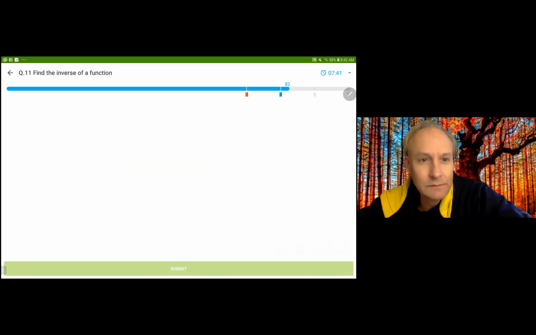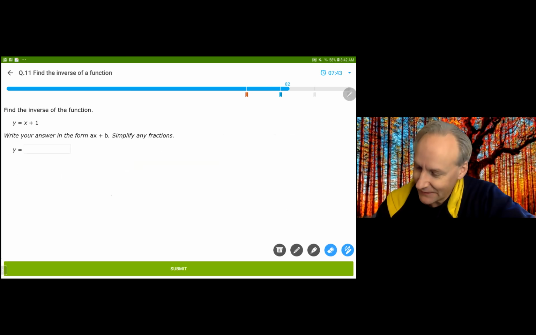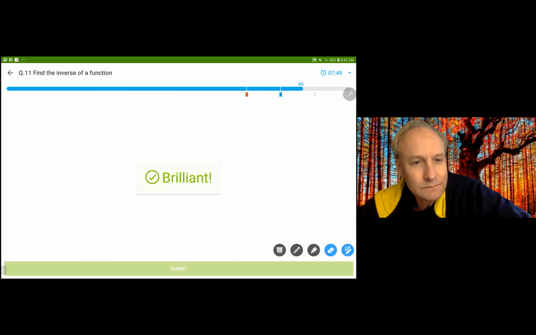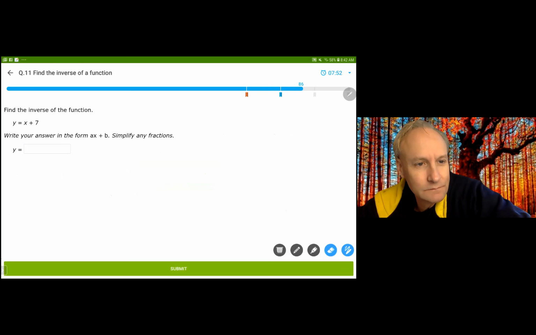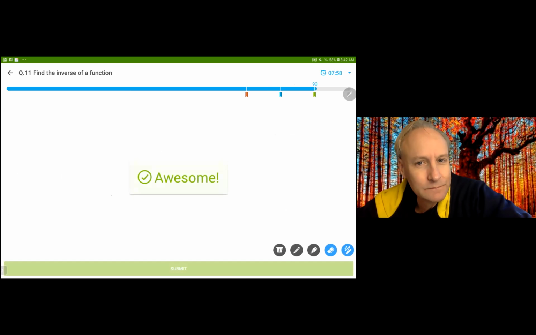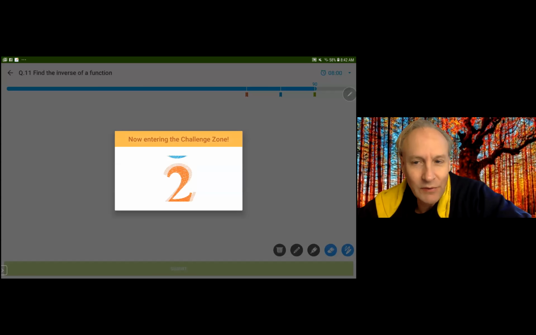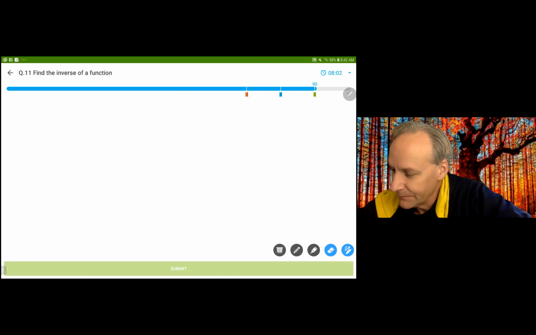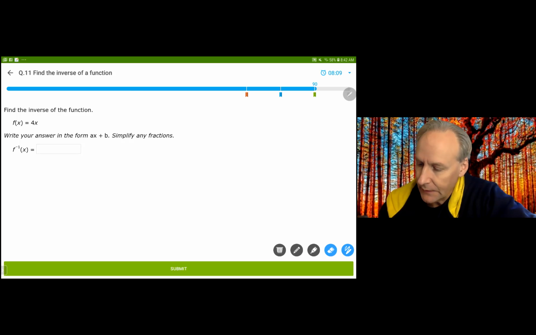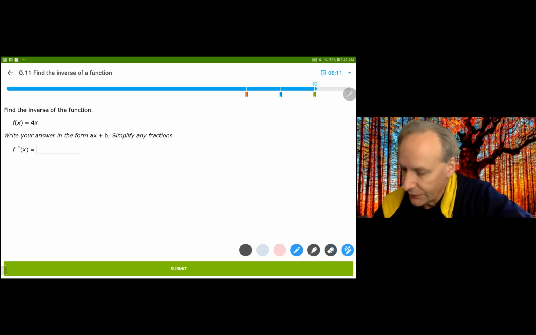So let's do another one. Oh, x minus 1. X minus 7. Maybe we'll get another tough one. Let's see. Not really. 1/4 x. Oh, they rewrote it as a different notation.